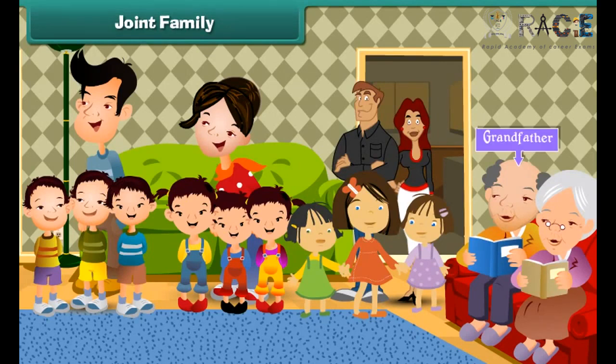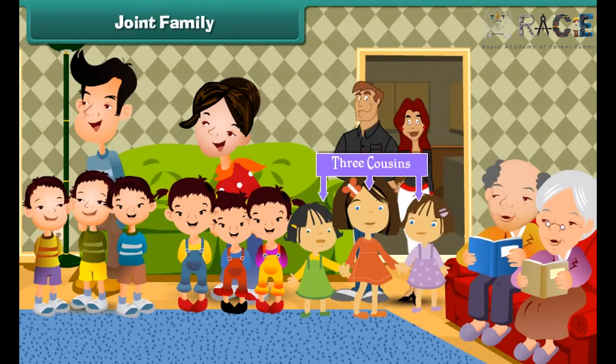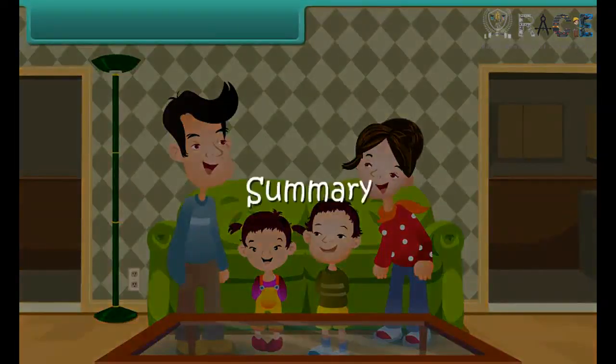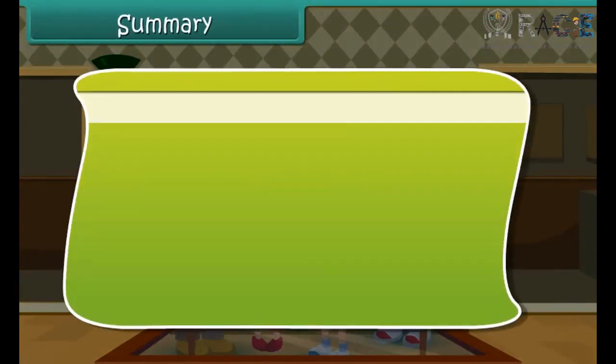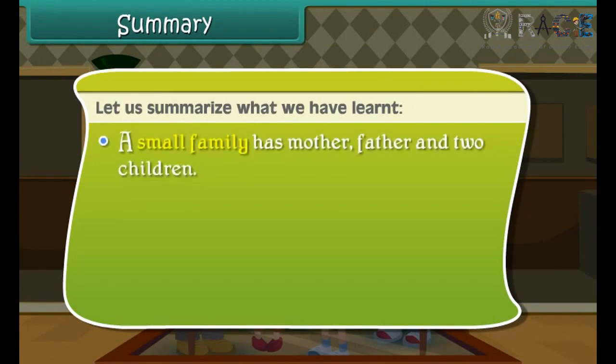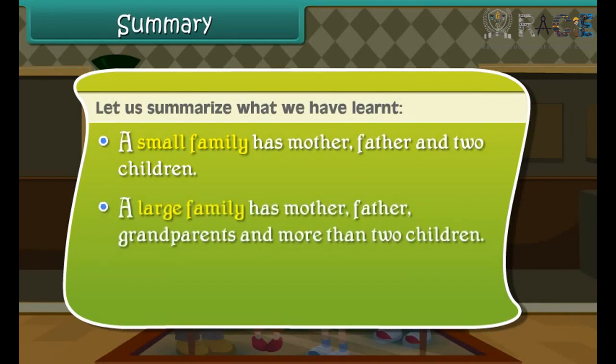Joint family. There are 15 members in Vinita's family. They are Vinita, her mother, father, grandmother, grandfather, 3 brothers, 2 sisters, uncle, aunt, and 3 cousins. Vinita lives in a joint family. All the members help one another.